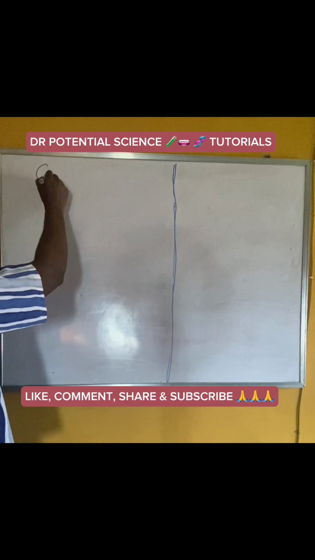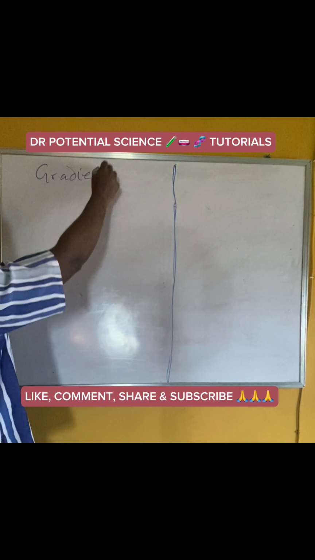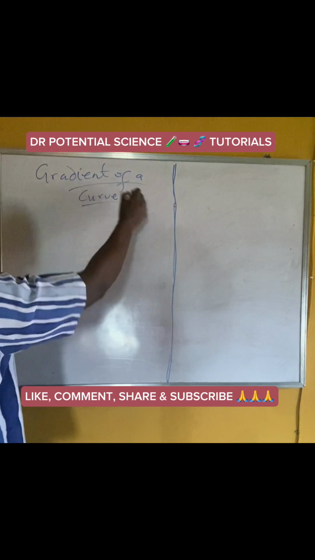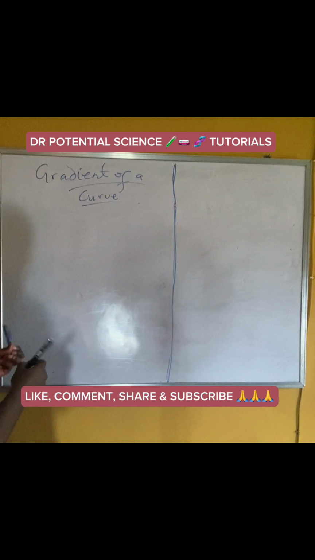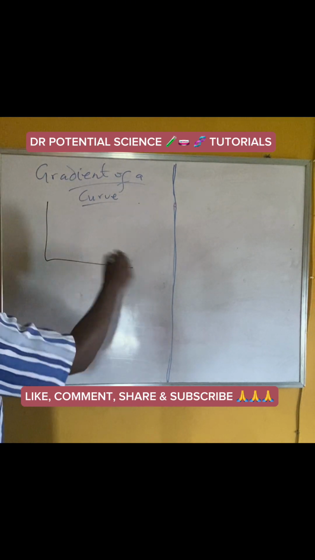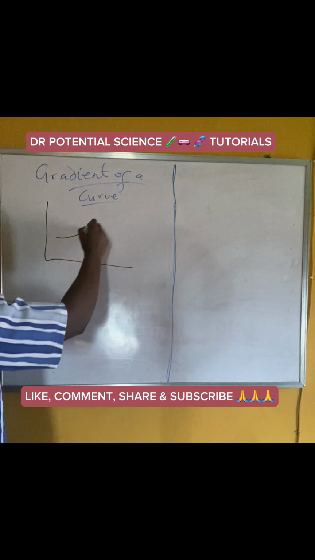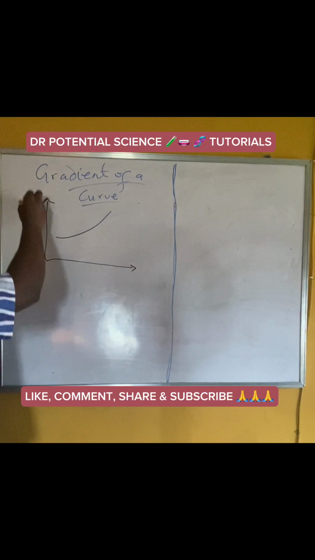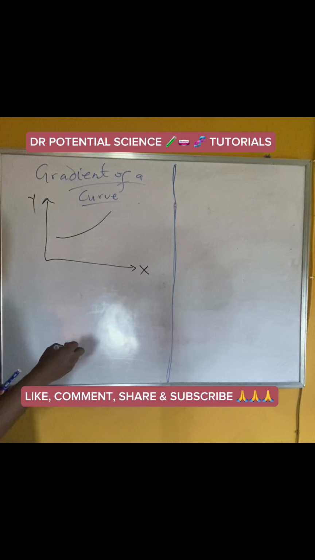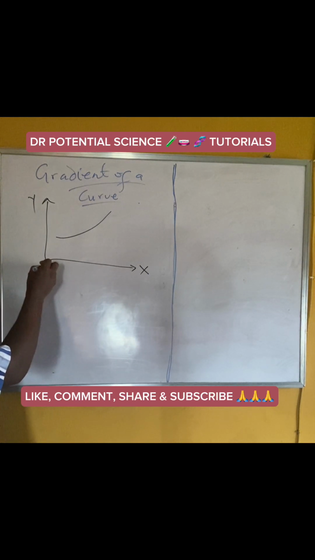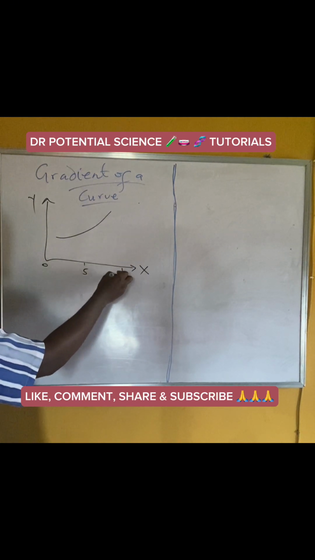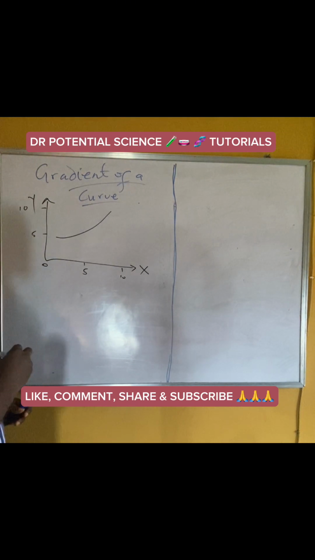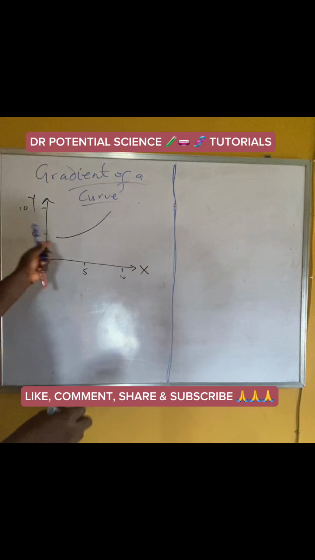Okay, so let's quickly look at the gradient of a curve. The gradient of a curve, okay? So let's assume you're given something like this. You have a curve like this. This is the y-axis. This is the x-axis, okay? Let's assume you have 0, 5, 10, 5, 10, and you have to look for the gradient of this curve.